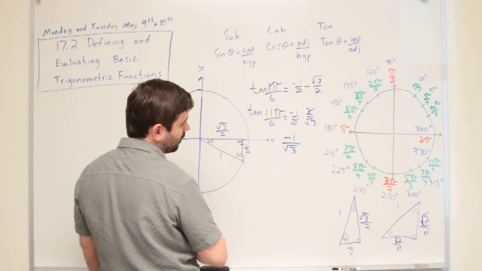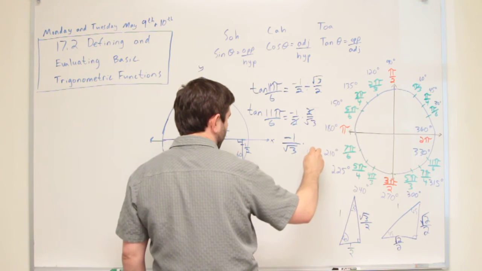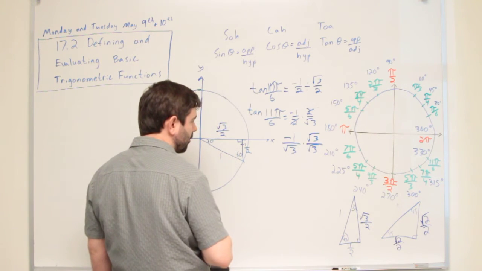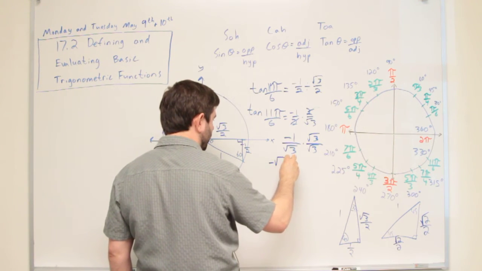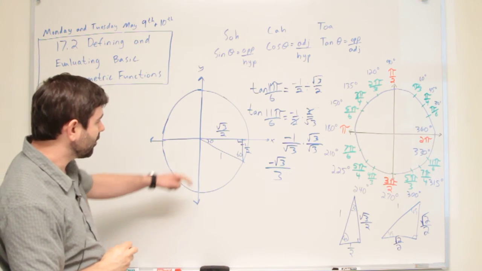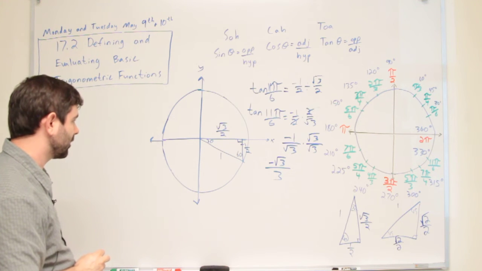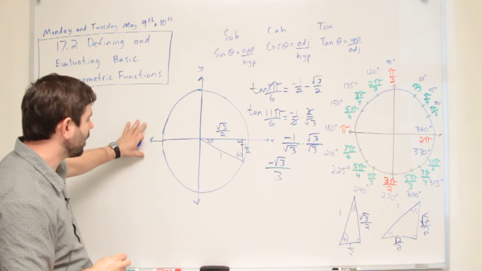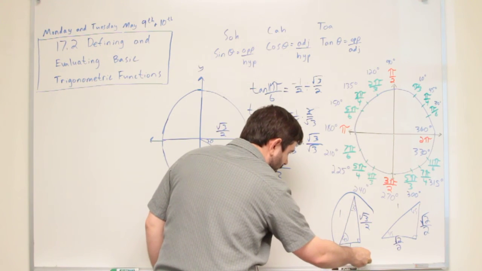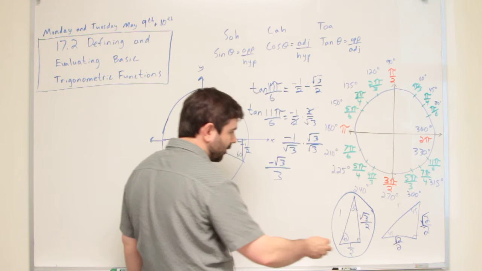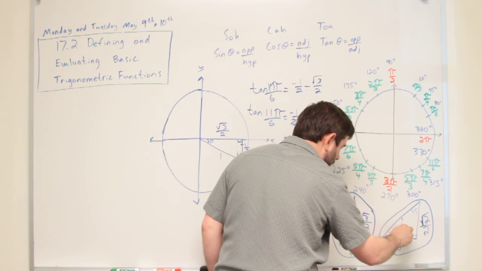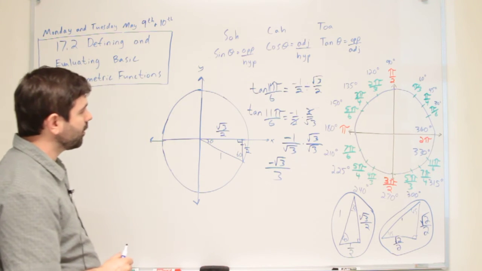Sometimes they don't like to write their square roots in the denominator. So we're going to multiply this by root 3 over root 3. I'm going to get negative root 3 over 3. And that would be the tangent of 11 pi over 6. So the key for unlocking all of these is having these handy to be able to reference these. This is your key for doing all of these by hand.